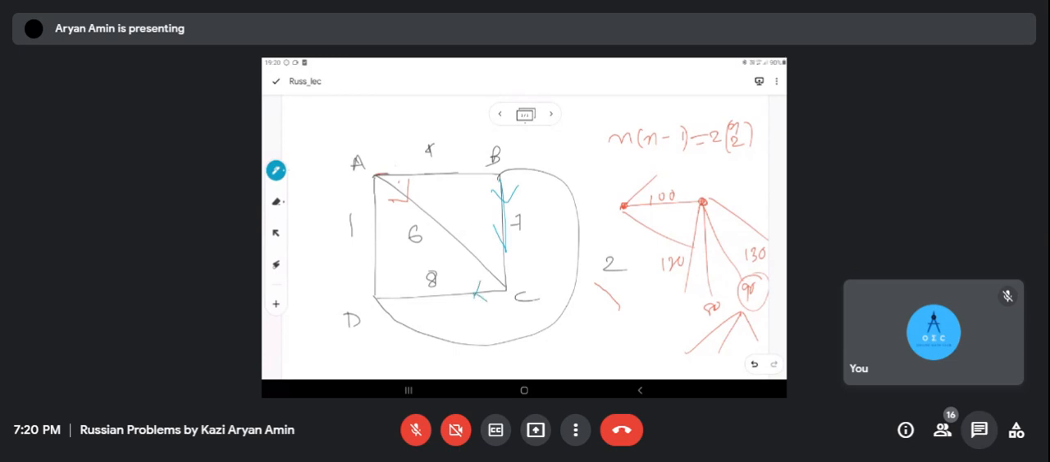Wait, shouldn't it be monotonically decreasing? From C to A it won't go. It should be less than, wait, seven, right? Yeah, I messed up a bit. One sec.